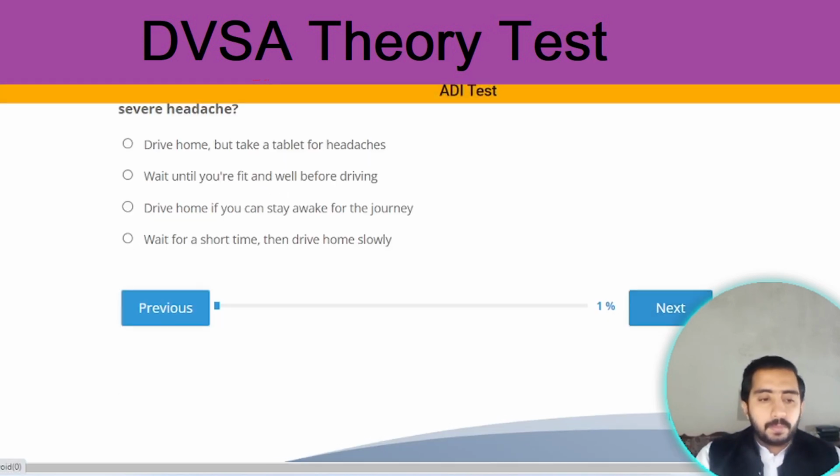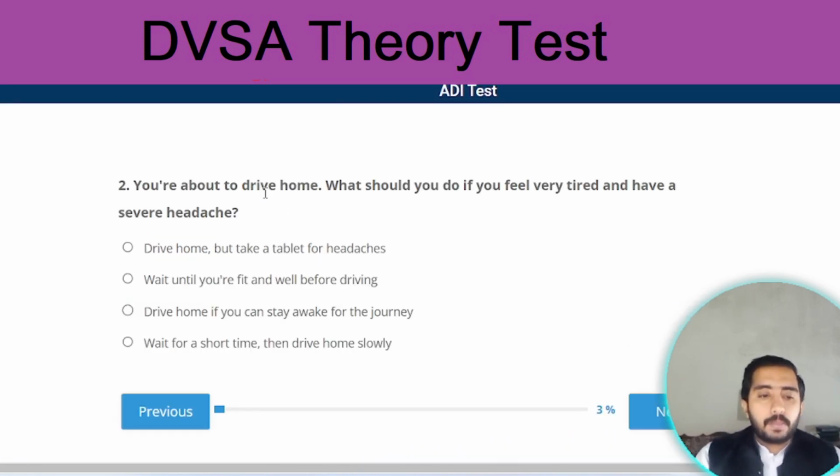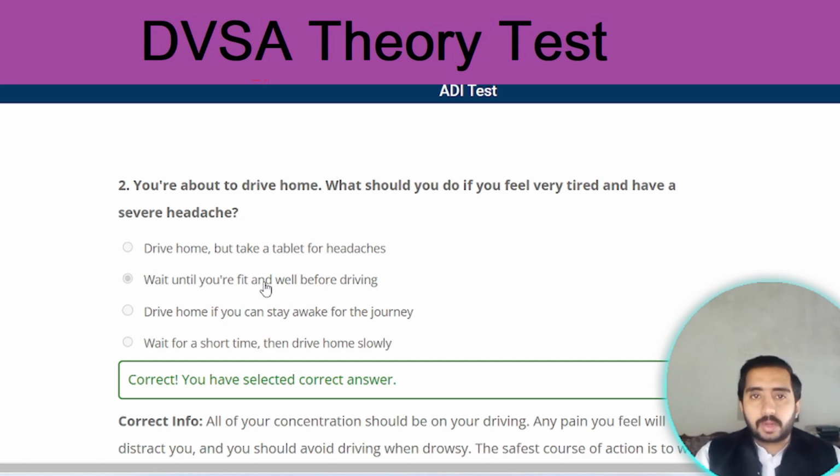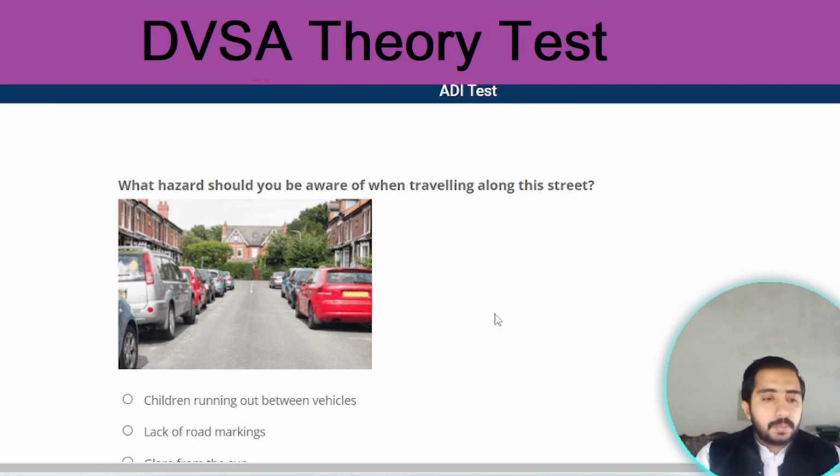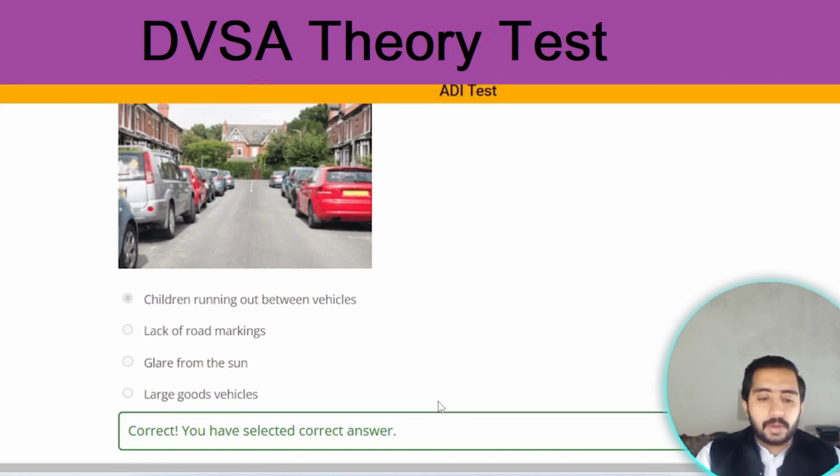Next question. Question number 2, you are about to drive home. What should you do if you feel very tired and have a severe headache? In this case, you need to wait until you are fit and well before driving. Option B is the correct option. Next one. Question number 3, what hazard should you be aware of when traveling along this street? The correct answer is children running out between vehicles. Option A is the correct one.